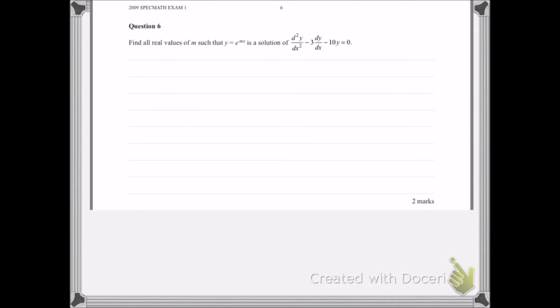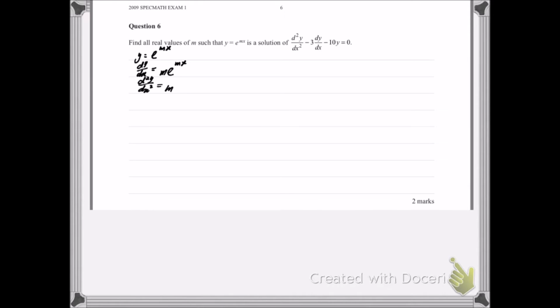Now question 6, this is a differential equation. Find all real values of m such that our solution, e to the power of mx, is a solution of our differential equation. So we can first do this through a process of substitution, by verifying that our equation given to us is a solution to the DE. So we need to work out dy/dx, the first derivative, and we need to work out the second derivative.